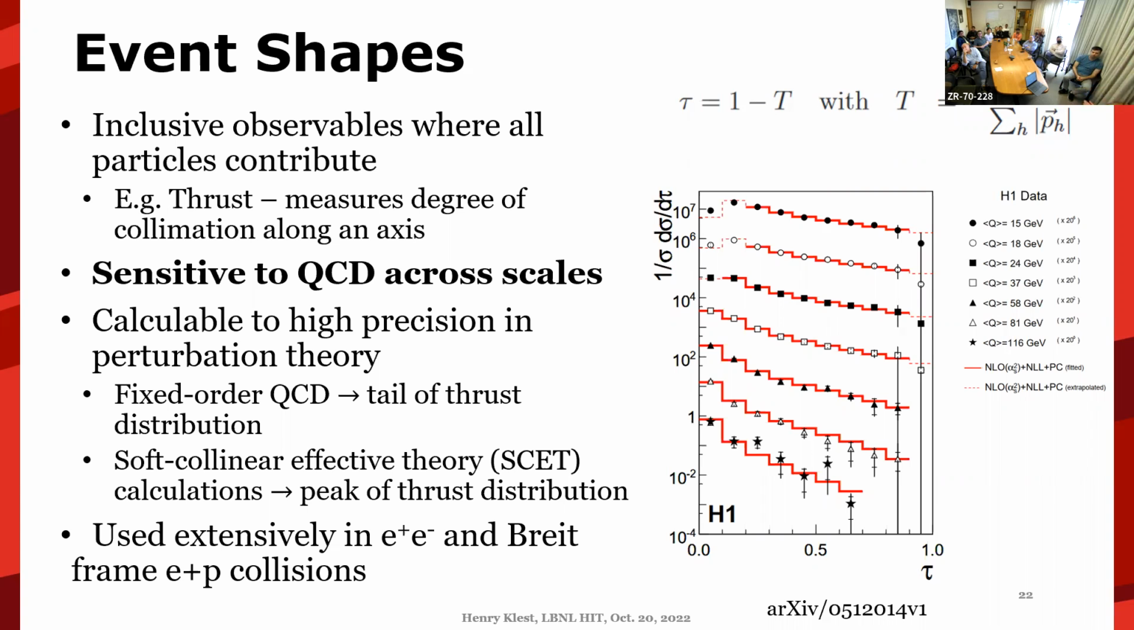In addition to being sensitive to things like alpha S, you're also sensitive here to things that you can predict in soft collinear effective theory. And in addition to that, you're even sensitive to things like hadronization in this peak region. These observables have been used very extensively in e+e- and Breit frame ep collisions, because the current hemisphere, the struck parton hemisphere of the Breit frame, is to first order basically one hemisphere of an e+e- event, and that's one of the significant benefits that you gain in the Breit frame.